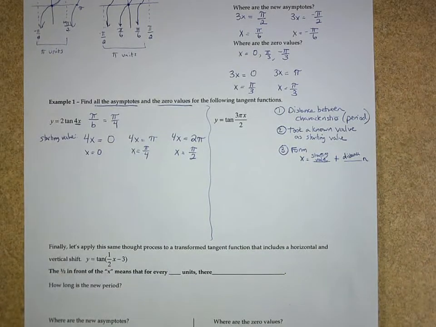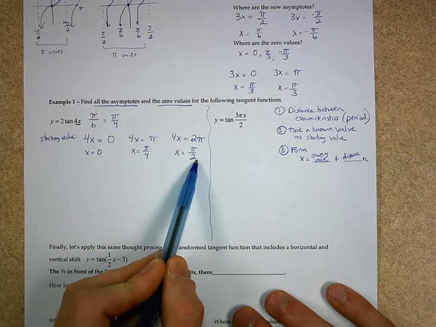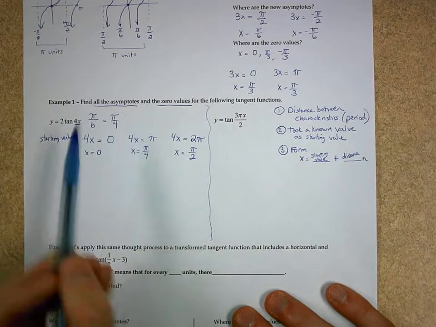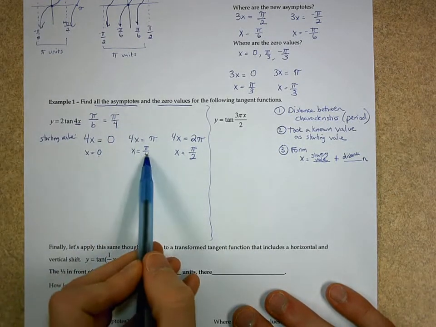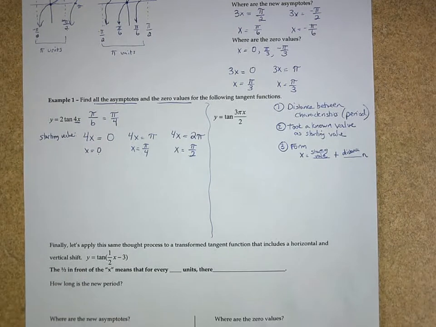So you can see right here my tangent function is now going to have zeros of 0, pi over 4, and pi over 2. And if I look at my period, the distance is pi over 4 in between. So from 0 to pi over 4, that's a pi over 4 distance. From pi over 4 to pi over 2, that's a pi over 4 distance. So I've got a good pattern here. So I know the distance between is going to be pi over 4.